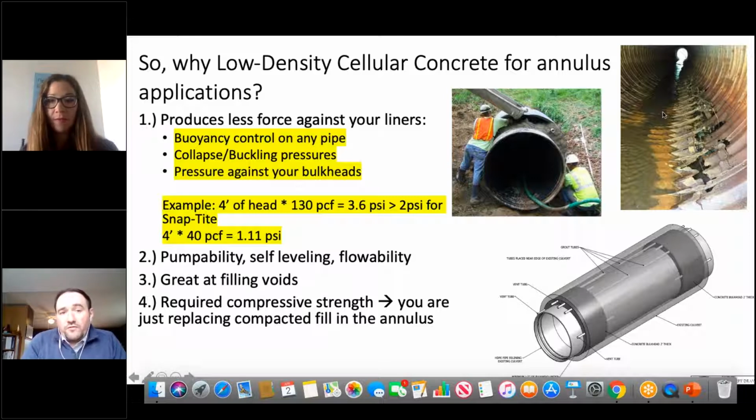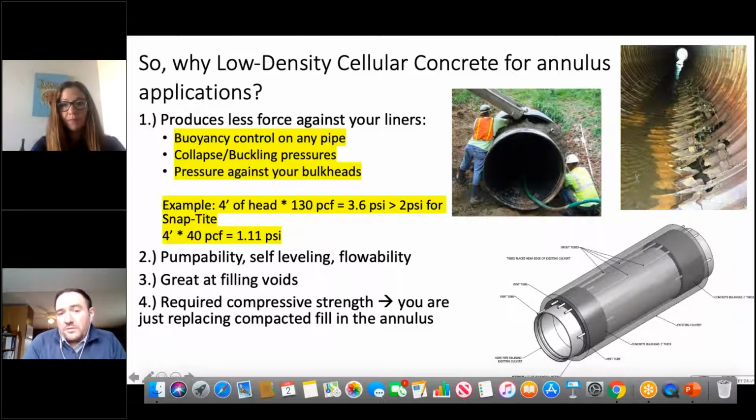Yeah, so a few different points, right? Folks will often ask, and even at the top end of the call, we sort of ask this question of each other: why low density cellular concrete? Why did Snap-Tite put that in their design guide to begin with? There's really, just scraping the tip of the iceberg here, 4 reasons that I can think of off the top of my head.